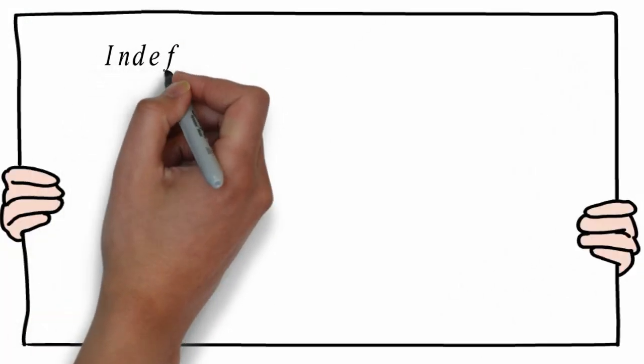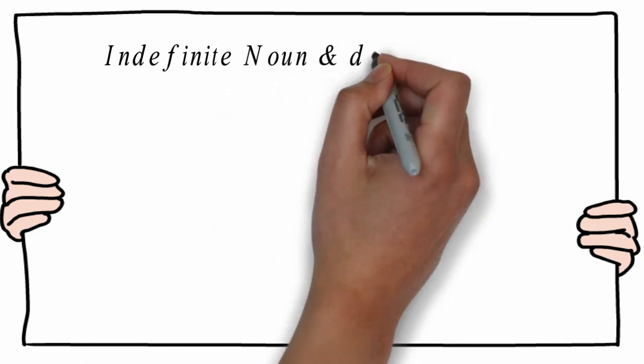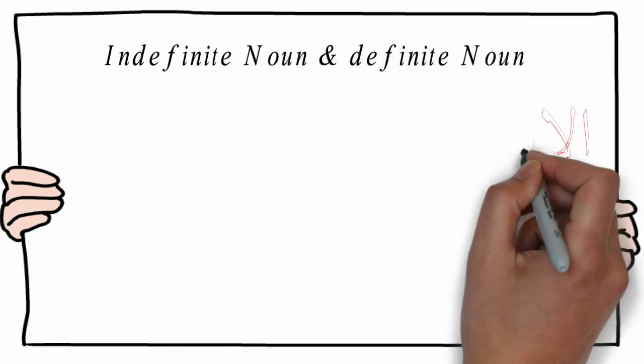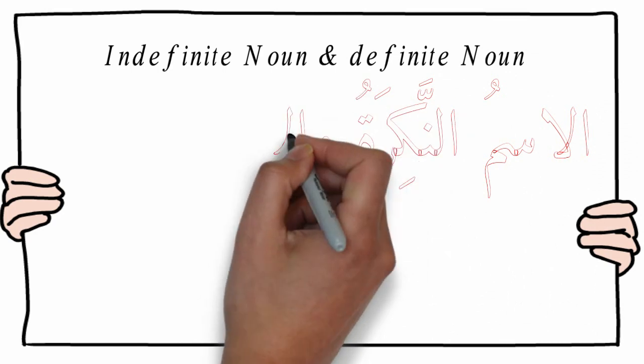The lesson today, inshallah, is about indefinite noun and definite noun in Arabic language. Or as we say in Arabic, الاسم النكرة والاسم المعرفة.